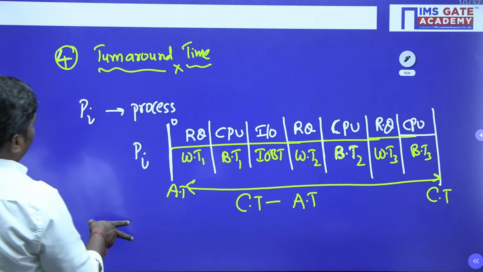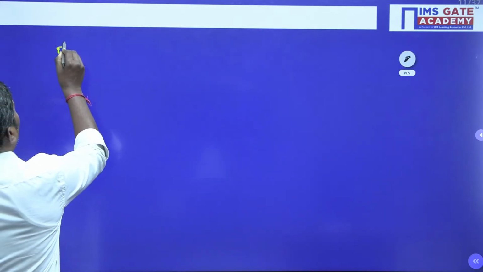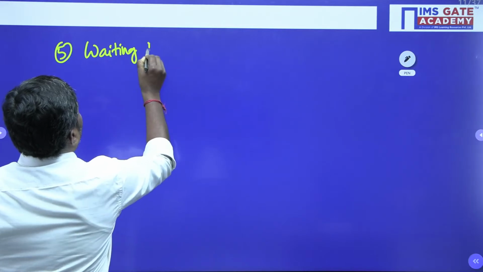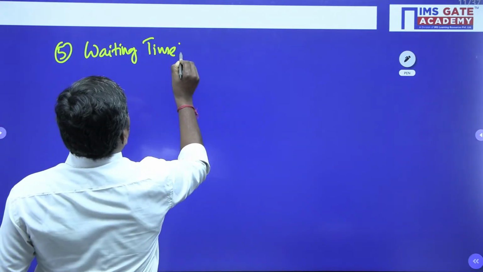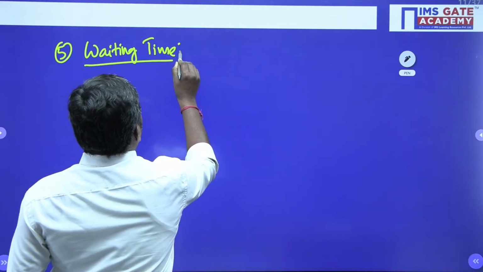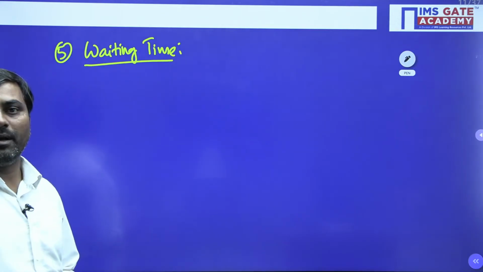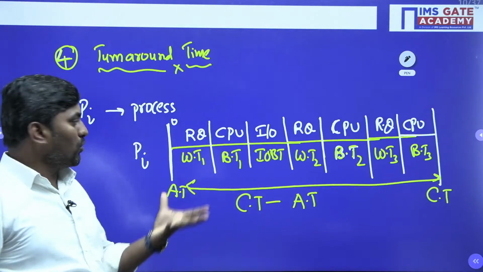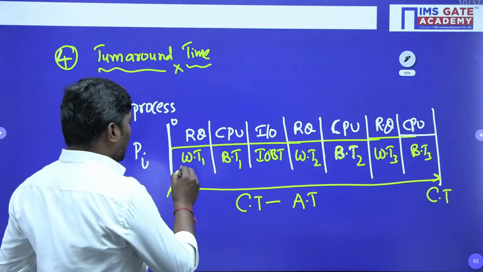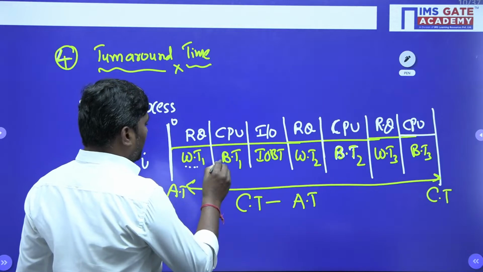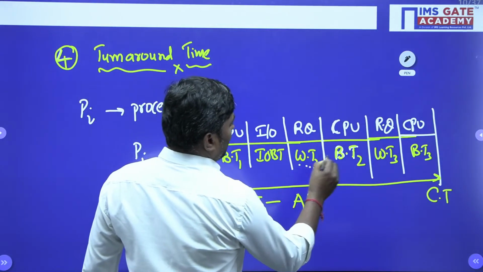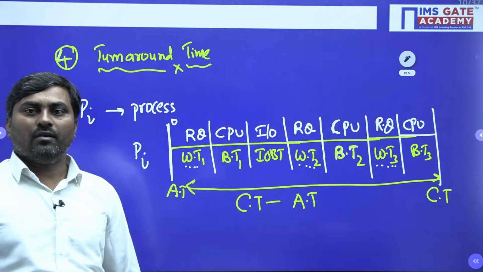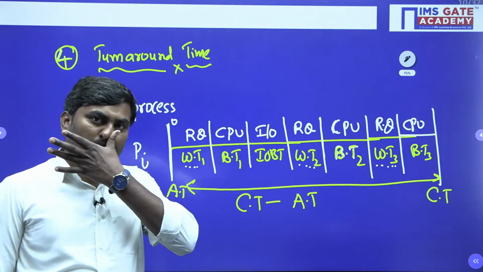Now this term is clear. Now the fifth one, waiting time. Can you define waiting time? How to write waiting time? From this one, at least you tell me waiting time. How to get the waiting time? You see, here is a waiting time, here is a waiting time, here also waiting time, right? How to get the waiting time?